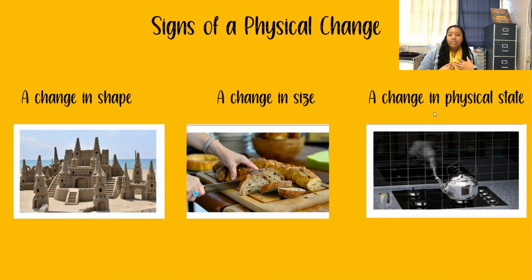So if you see a change in shape, think about that marshmallow that I talked about. Or also think about my example of a sand castle. So let's say we go to the beach and we want to build a beautiful sand castle. Well, we'll change the shape of that sand and we'll do all kinds of cool things, but it'll still be sand. Even though we changed its shape, it's still made of the same thing. It's still sand. So a physical change has occurred.